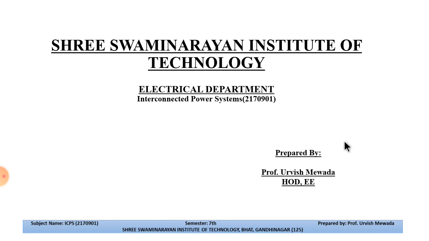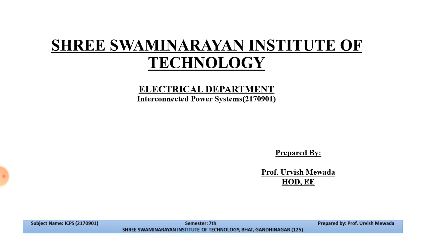I am the subject matter expert of Interconnected Power System, which is in the 7th semester GTU, and the subject code of this subject is 2170901. Students, in the previous two lectures we studied the basics of interconnected power systems, the advantages, the disadvantages, and the types of interconnected power systems.